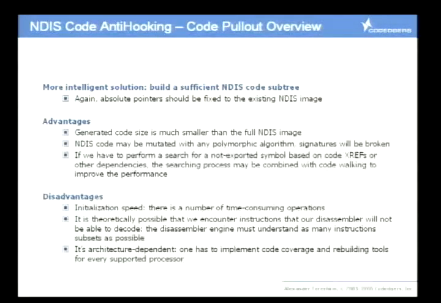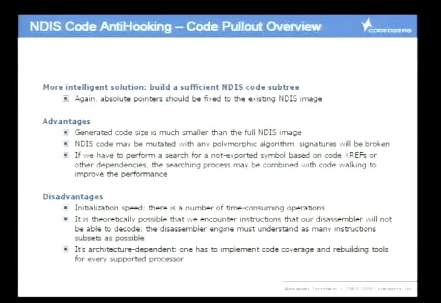When we generate a code sub-tree, this code may be mutated with any polymorphic algorithm, and this means that all code signatures will be broken. And if some kind of memory scanner tries to detect this copy, it will fail. The main disadvantage is that this engine is architecture dependent. For every supported architecture, it's necessary to implement a code coverage and rebuilding tool.